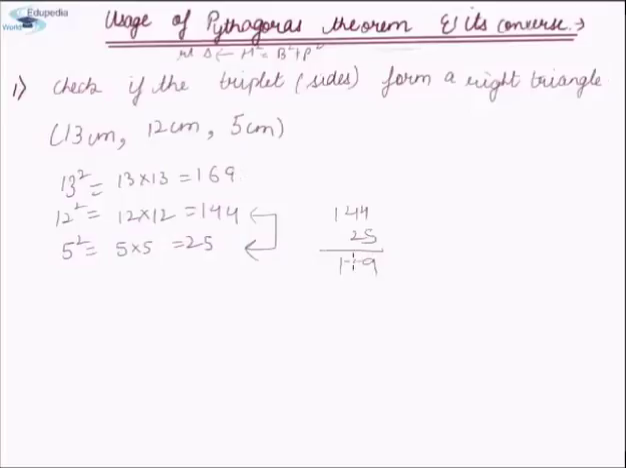On solving, we will get 169. So yes, they are. Their sum is equal to the square of the bigger one. Hence this side is hypotenuse and one of these sides is perpendicular or base and the other base or perpendicular, and hence the given triplet forms a right triangle.